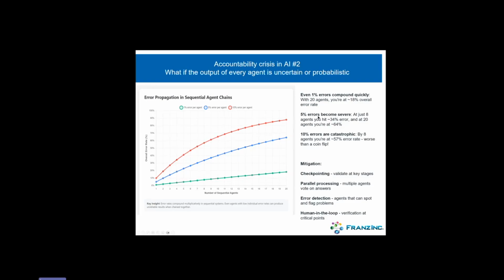Now, if you have 5% errors in your LLM agent, and if you look at the benchmark, you see that hardly any LLM ever gets to 95%, right?